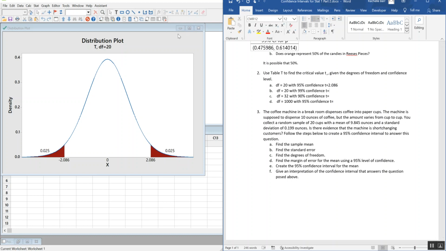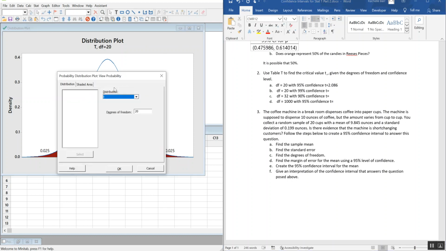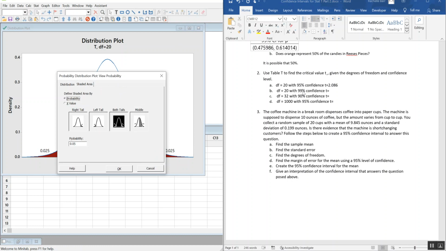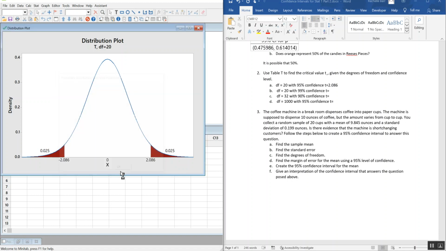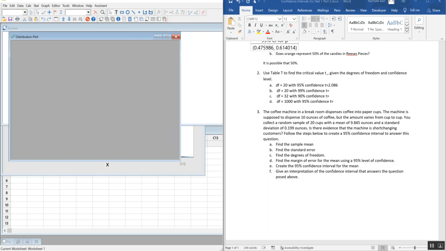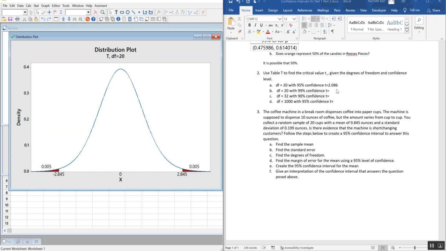Anyway, so there's a value of t. Let's do this again. Since I'm just going to be repeating the same process but with a slightly different level of confidence, I'm just going to hit the edit last dialog box. I'm going to go over to shaded area since my DF remains the same. And now since I want to do 99%, I'm going to change the tail to have 1% in it since they need to add to 100. All right.